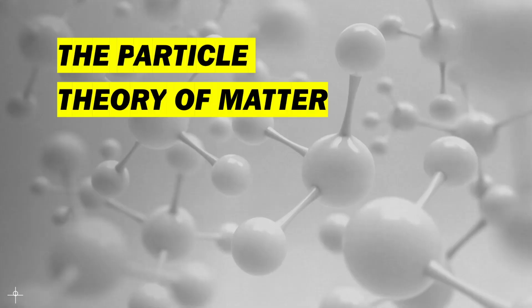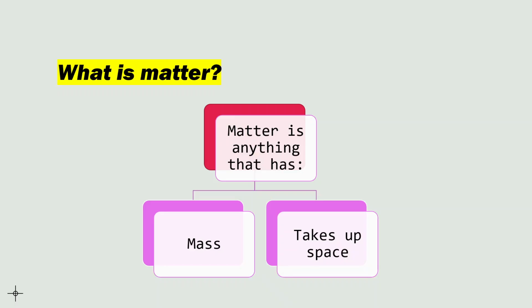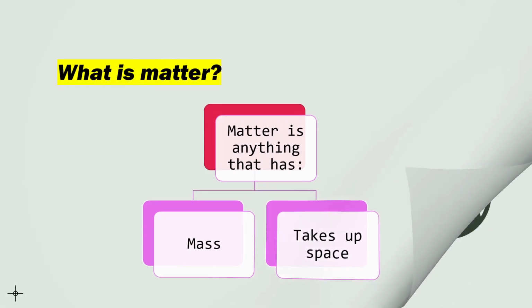Let's look at the particle theory of matter. A lot of words. Simple. Particle theory of matter. What is matter? Matter is anything that has mass and takes up space. Do we understand? It's that simple. It's anything that has mass and anything that takes up space.